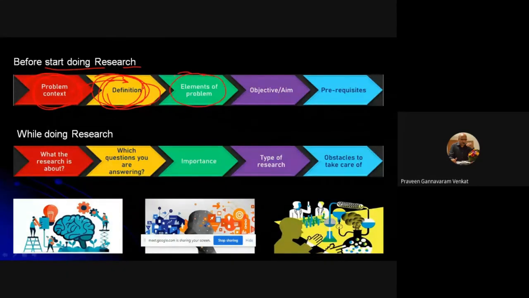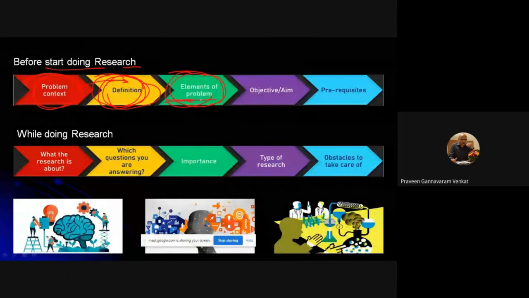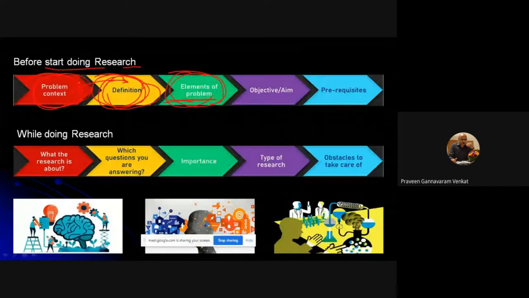What are the elements which are influencing the problem statement? Then you have to set the objectives. So set the objectives, and to fulfill these objectives, what are the prerequisites? And while doing the research, what is the research about? One should know what we are going to do.